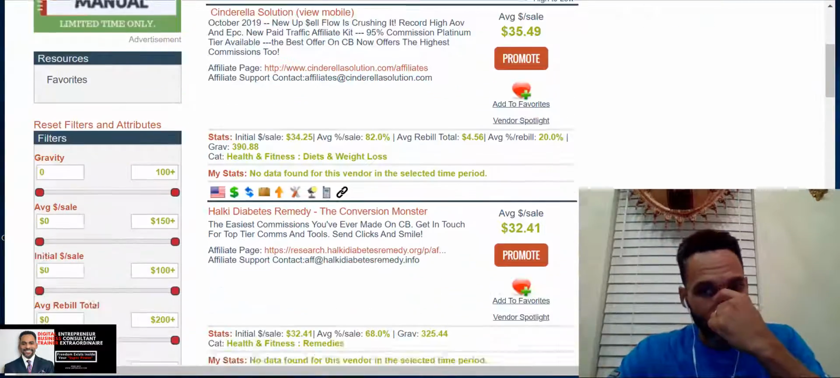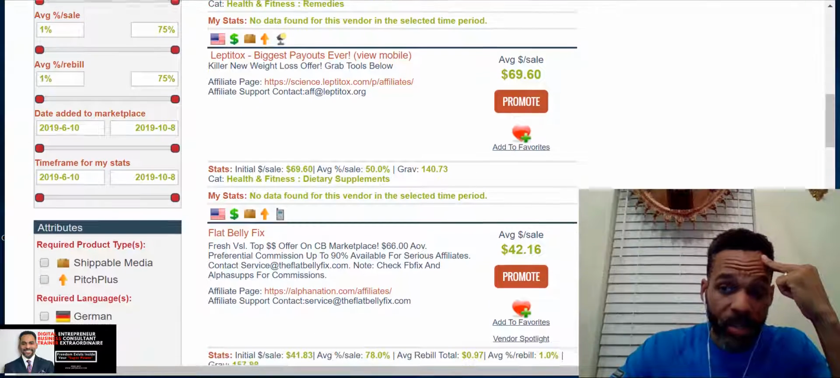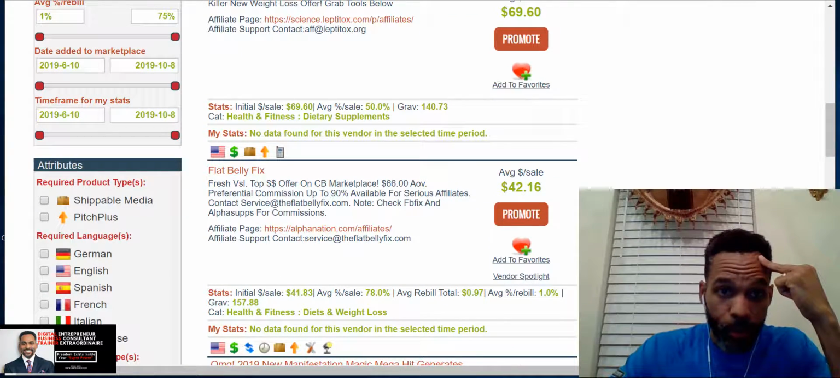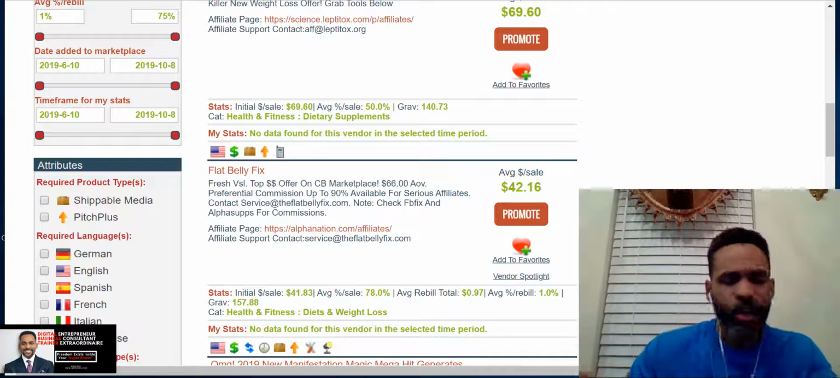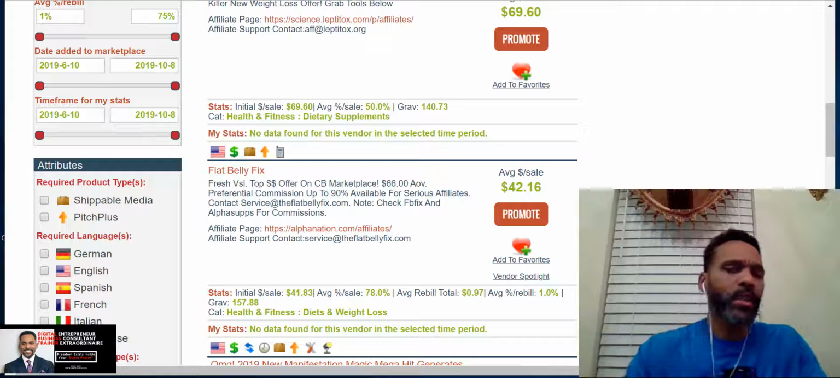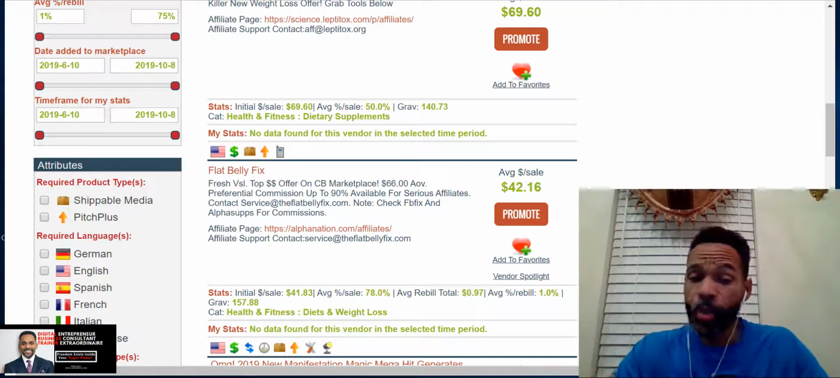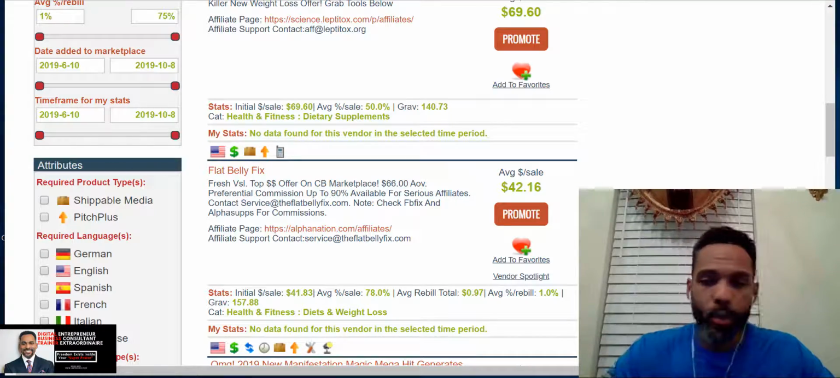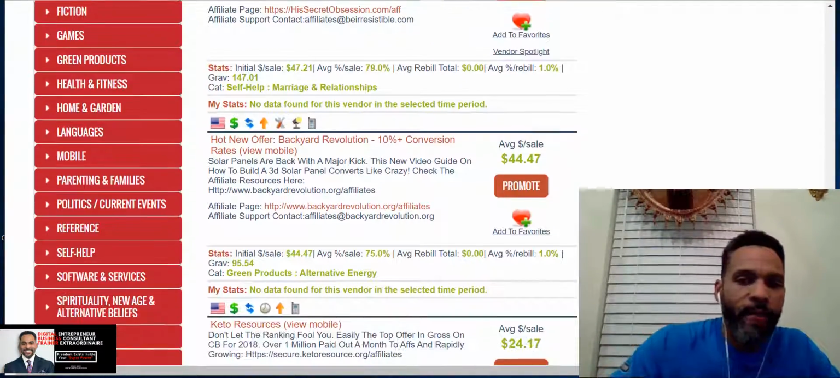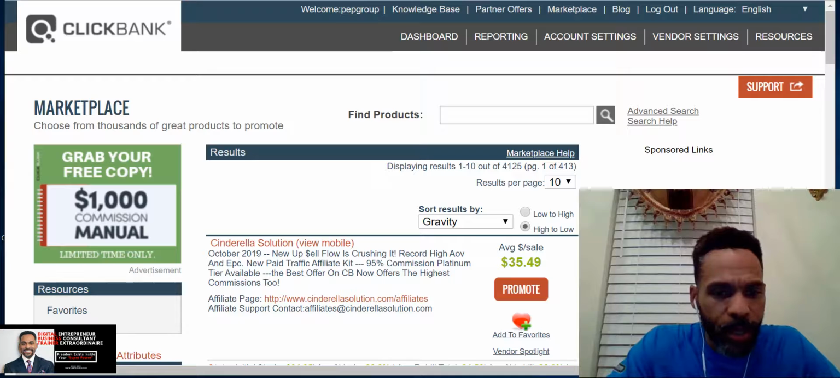Leptitox. So again, a lot of these are weight loss. These are going to be actually pretty good for those who are specifically going into the winter months. Weight loss is always one of those things that people, in the winter months, just start to hold on to, because as it gets colder, people eat more, they're more lethargic, they're not doing as much. So this is a way for people to really, throughout the colder months, take advantage of these opportunities. All right, so you can see the gravity is 140, so that's 140 people selling, 157 selling.